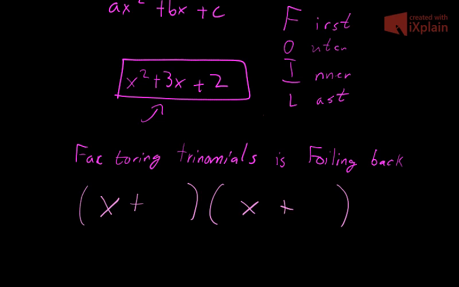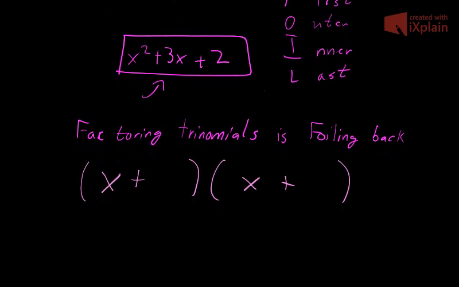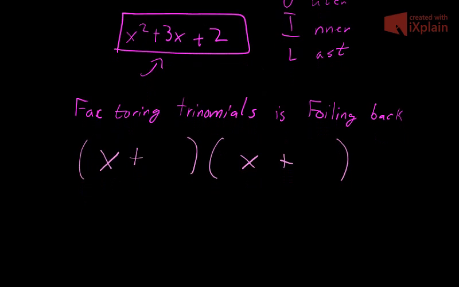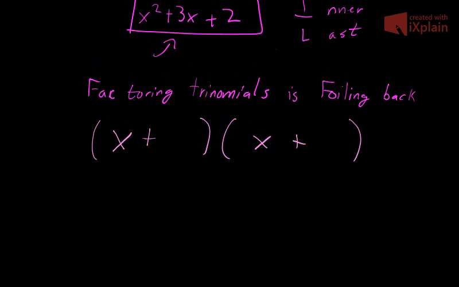I'm going to kind of cheat and let you guys know that most of the time you're just going to have an x at the beginning of both of these, and that's going to make our lives a lot easier from there. So I have x plus something equals x plus something, which is kind of obnoxious, but that's okay. So x plus something times x plus something has to equal x squared plus 3x plus 2. So let's FOIL this, and see what we get.